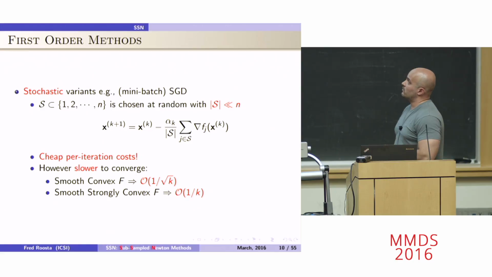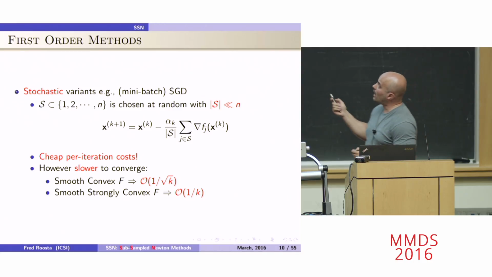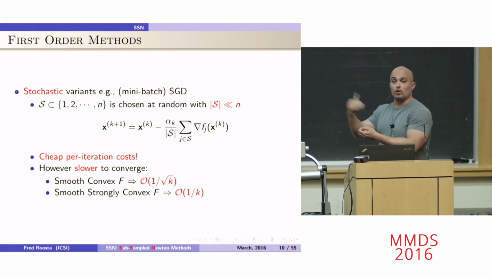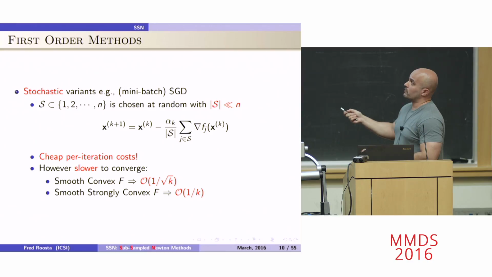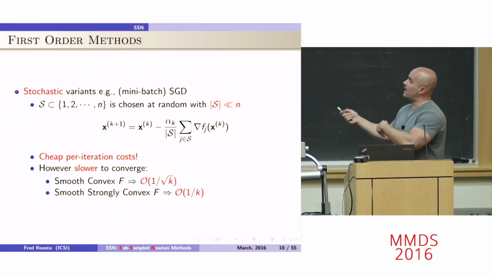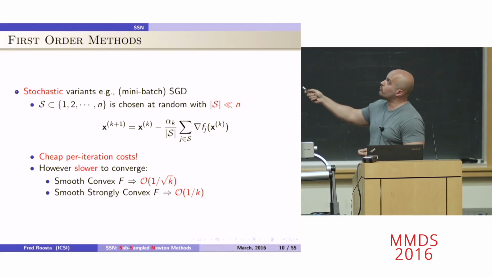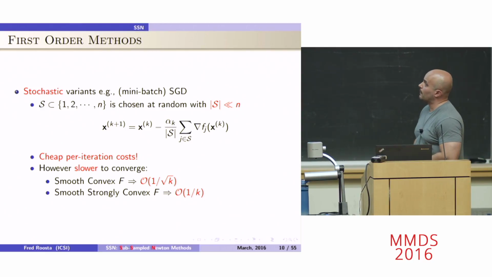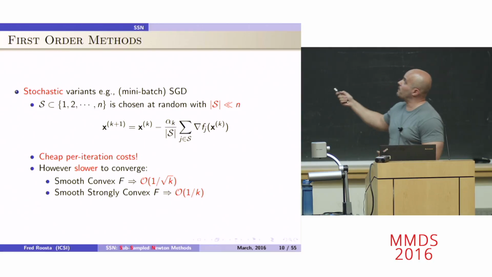Very nice because it has a very cheap per iteration cost. For example, with SGD you only need one gradient evaluation. However, it suffers from the fact that the speed of convergence comes down dramatically. For the smooth function, remember gradient descent had 1 over k. Now we go to 1 over square root of k, significantly slower. This is for SGD.